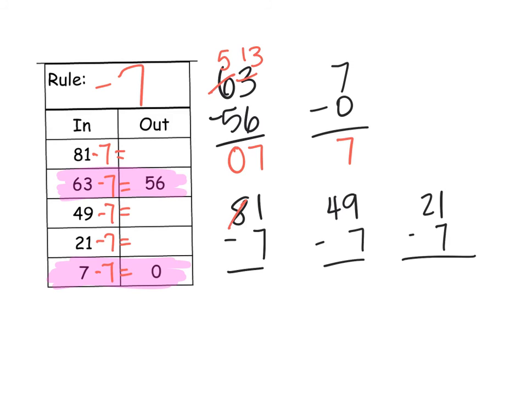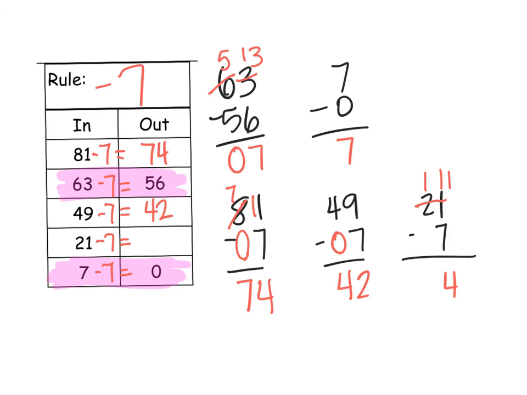81 minus 7, I cannot do 1 minus 7, I've got to borrow. 11 minus 7 is 4. 7 minus 0 is 7. So that output is 74. 49 minus 7, 9 minus 7 is 2. 4 minus 0 is 4. 21 minus 7, I've got to do some borrowing here. 11 minus 7 is 4. 1 minus 0 is 1, so 14.